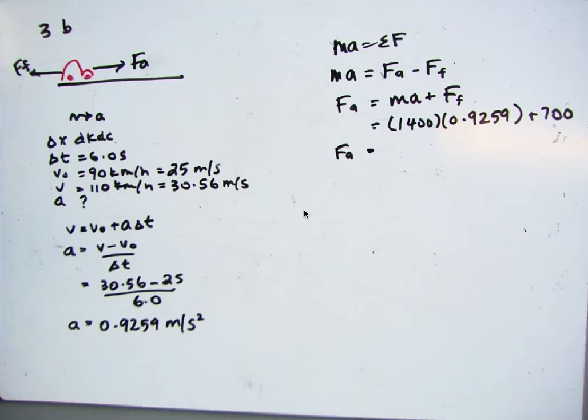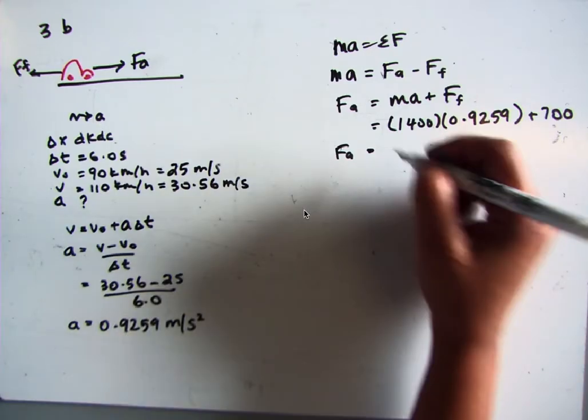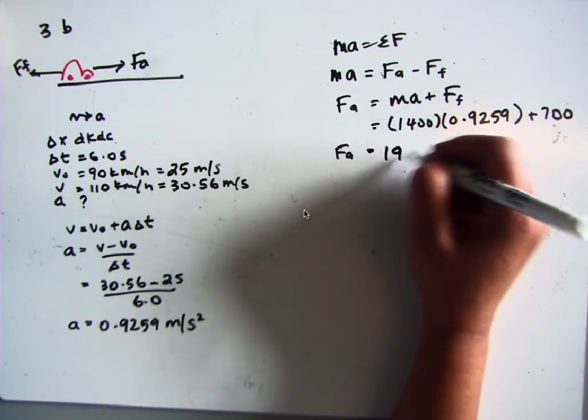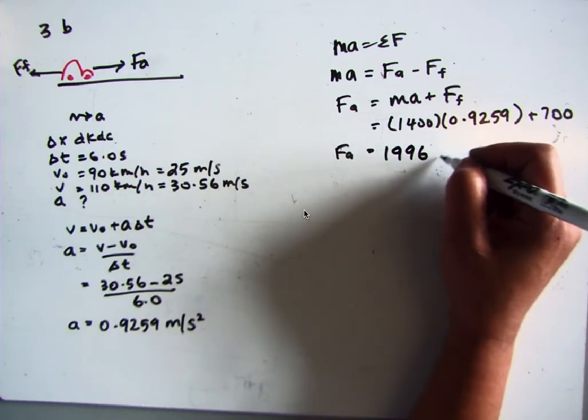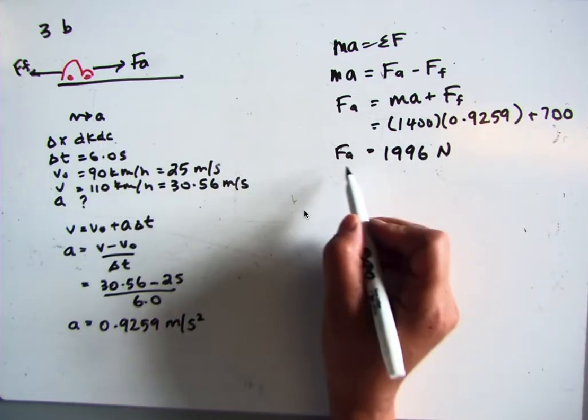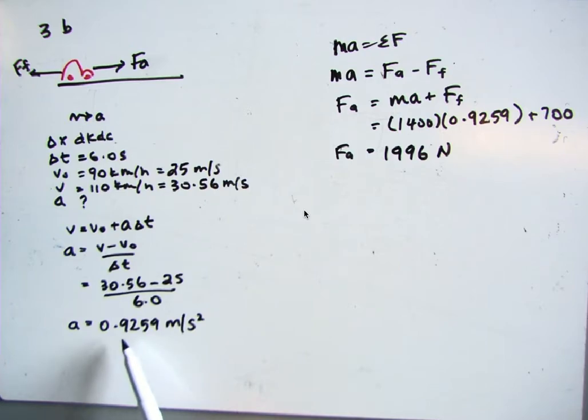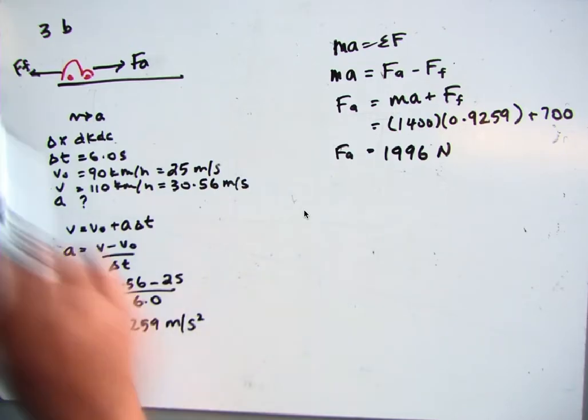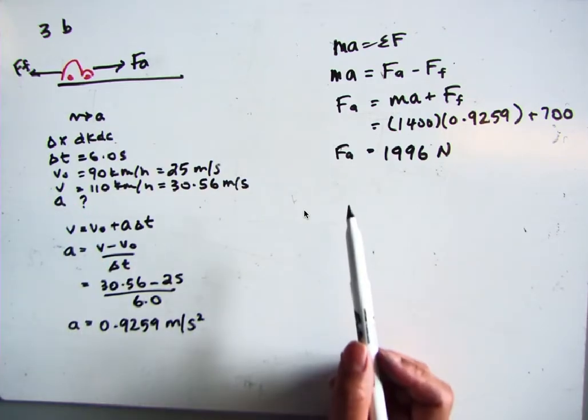so when you do that math, it's 1,996 newtons. That's the applied force in order to maintain an acceleration of 0.925 with a force of friction of 700 newtons.